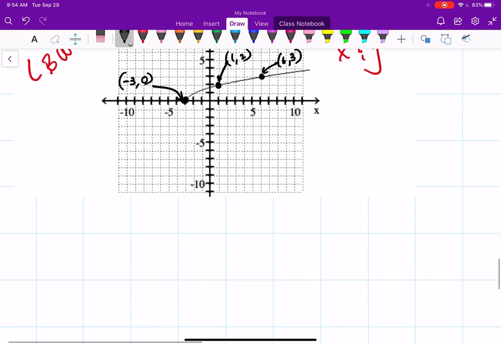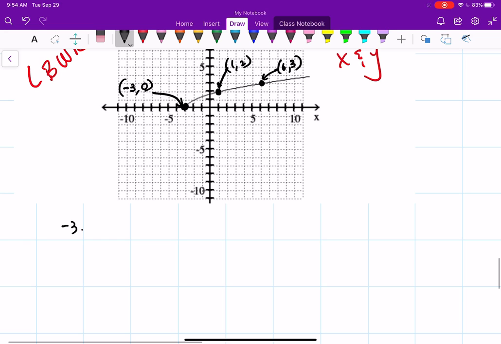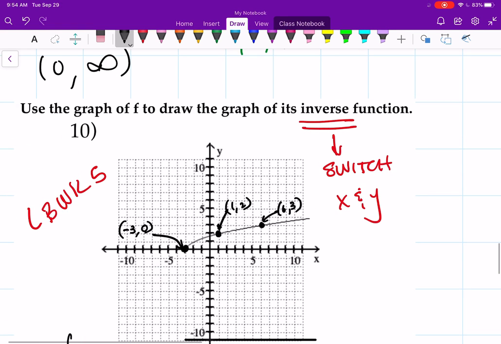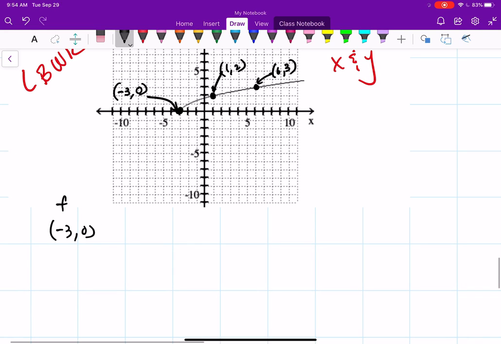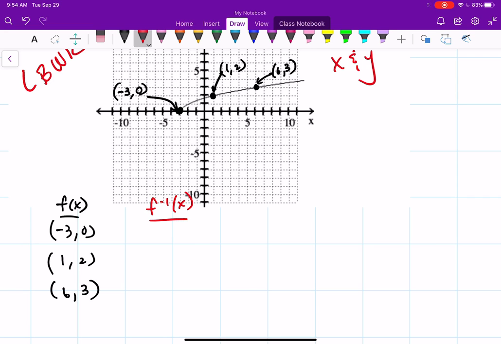Okay, so that's what I would actually do. There are my 3 points: -3, 0, 1, 2, and 6, 3, and this is my f of x. It doesn't say, so I would just call it f of x. So for my inverse, f -1 of x, I would just switch the x and y. So my new points are 0, -3, 2, 1, and 3, 6.